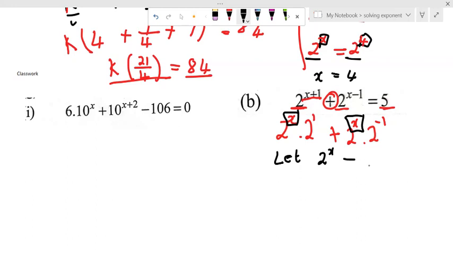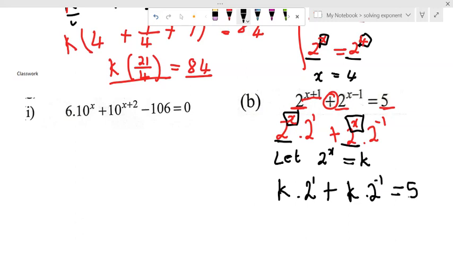So we'll come and say, let 2 to the power of x be equivalent to what? k. And then everywhere we see 2 to the power of x, we'll put what? If there's 2 to the power of x, here there's 2 to the power of x, then it means that we'll have k multiplied by 2 to the power of 1, plus k times 2 to the power of minus 1, and then this is going to be equal to what? 2.